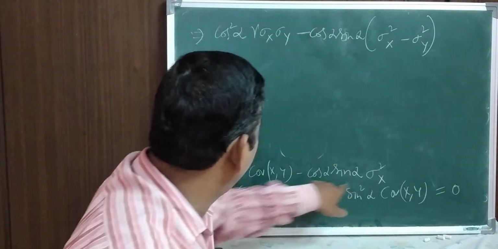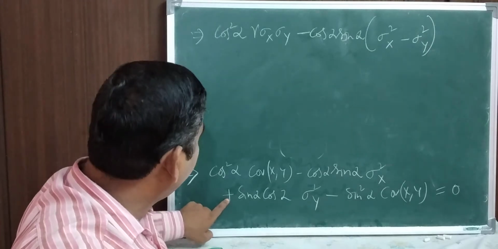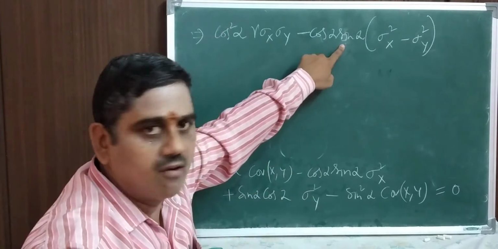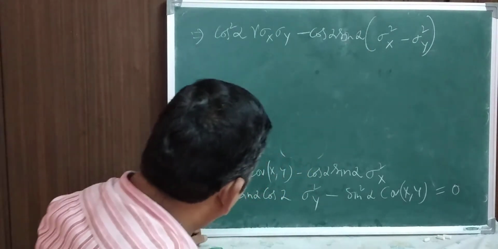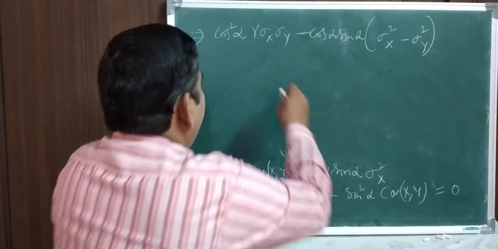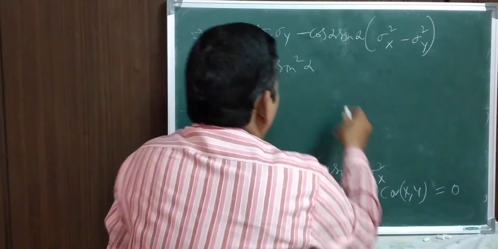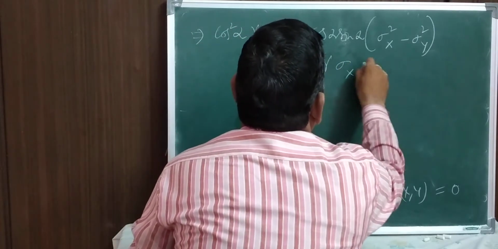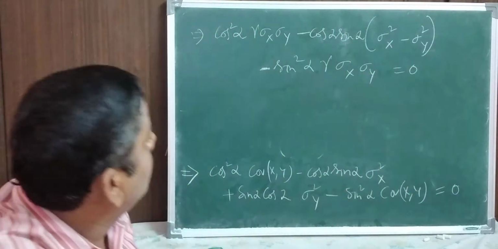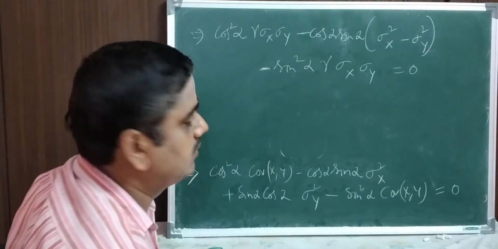This is sigma square x, minus sigma square y. If we take common as cos alpha sin alpha, this is minus sigma square y. Next term: sin square alpha, multiplied by the covariance, which I am writing as r into sigma x sigma y, is equal to 0. Do you understand this? Now here also we can take a common factor r into sigma x sigma y.